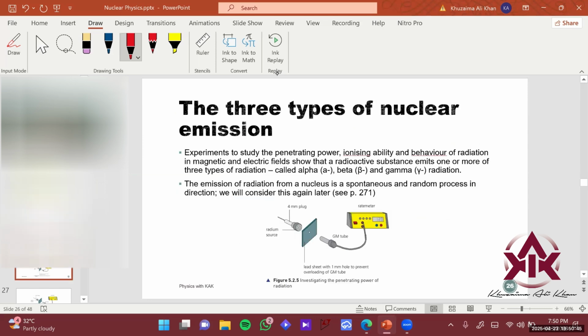So now we have basically three parameters which you should know about a radiation. That is, what is their penetrating power, can it pass through walls, can it pass through glass, can it pass through paper, can it pass through a human body, okay? And its ionizing ability, that is how strongly it can make an atom lose an electron, right? If it is very highly ionizing, that means it is very harmful for the human body, right? Or it can cause abnormality in your cells, right? And the behavior of radiation in magnetic and electric fields over here.